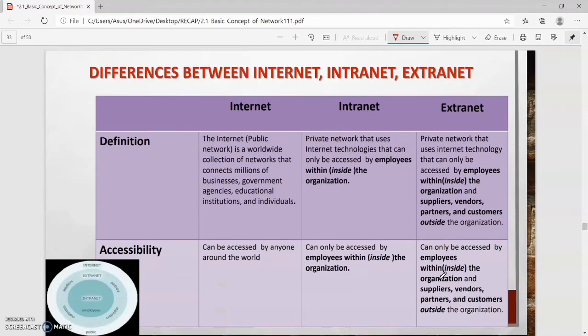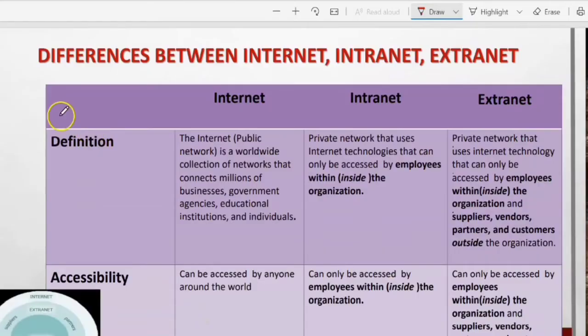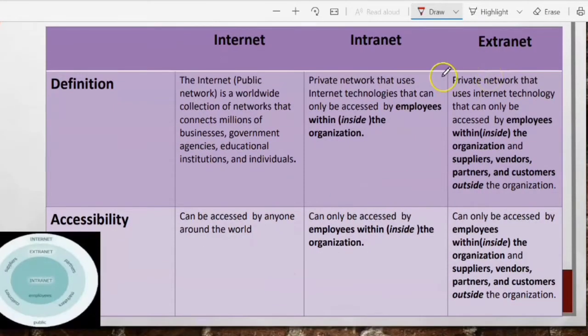Okay, for subtopic internet, which one? You have to know the difference between internet, intranet, and extranet. So if you see internet, remember, it's a public network. It's a worldwide collection of networks that connect millions of business, government agency, educational institute, and individuals.